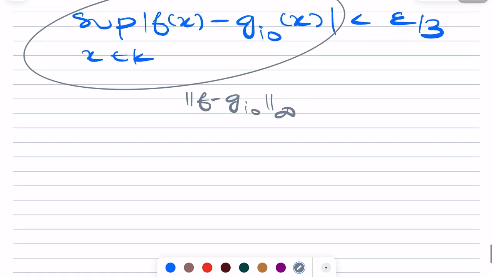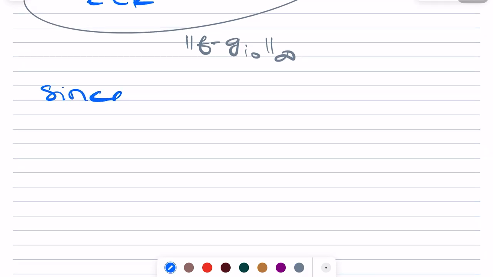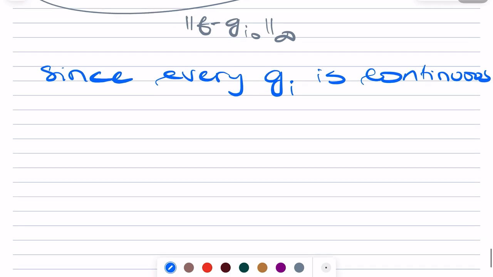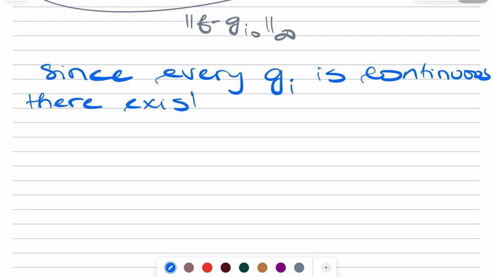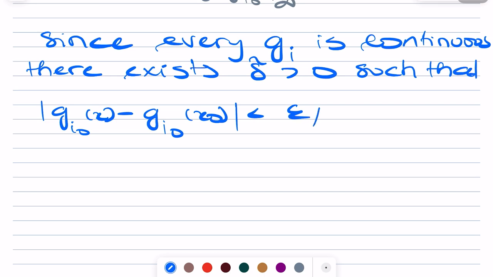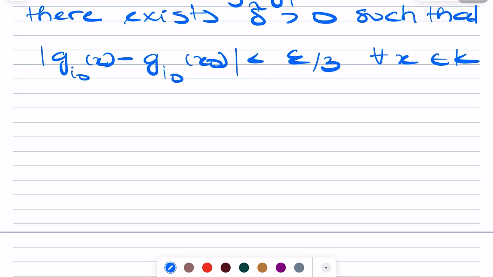Okay, now, since every gi is continuous, because remember, H is a subset of the space of continuous functions, we know that there exists, purely by continuity, delta tilde positive such that the absolute value of g_i0 of x minus g_i0 of x0 is strictly less than epsilon over 3 for every x in K, provided that x is in the neighborhood of x0.